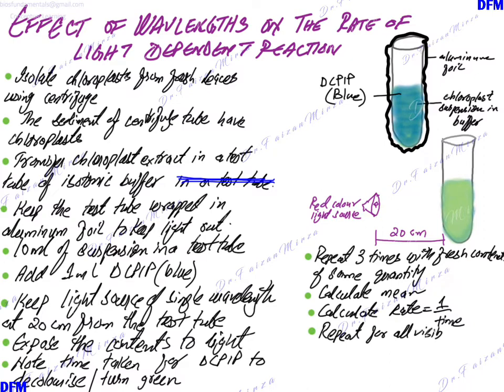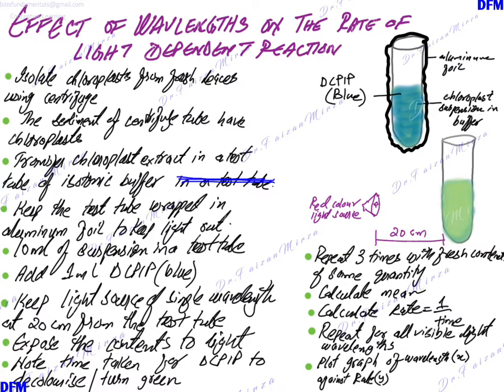I can repeat this for all visible light wavelengths, and for each wavelength I can plot a graph with the wavelengths taken on the x-axis against the rate of the light dependent reaction. It's worth mentioning this is not the rate of photosynthesis. This is not complete photosynthesis. Sugars are not being produced here. This is just the light dependent reaction, and we are using DCPIP here to see how the rate of light dependent reaction changes with the different light sources.